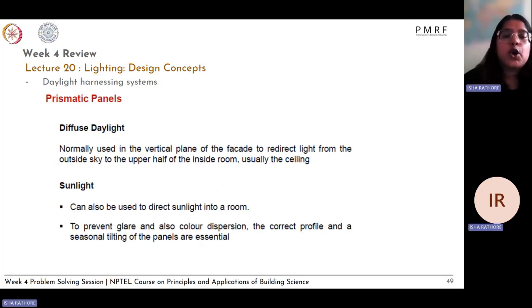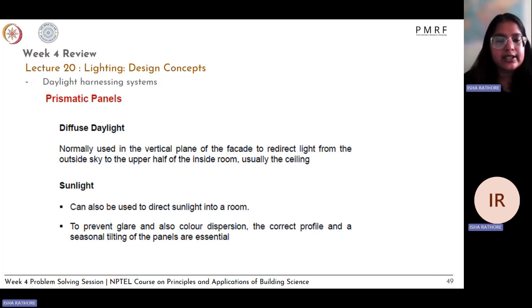Normally, if they are used in the vertical plane of a facade, they redirect light from the outside sky to the upper half of the inside room, usually the ceiling. So similar to your light shelves, they reflect and diffuse the light to the upper half of the room, such that it does not enter directly to the lower half and cause glare and other effects. Then they can also be used to direct sunlight into a room to prevent glare and also color dispersion.